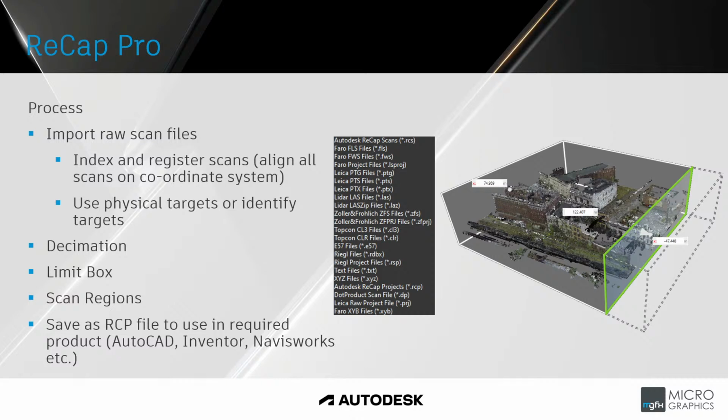So once you have gone through the process in Recap, the file is then saved as an RCP file. It's a Recap project file, and that file can be attached to an AutoCAD file, Inventor, Navisworks, etc. There are a couple of different packages that can bring that RCP file in and then display it, where you can design around that point cloud.